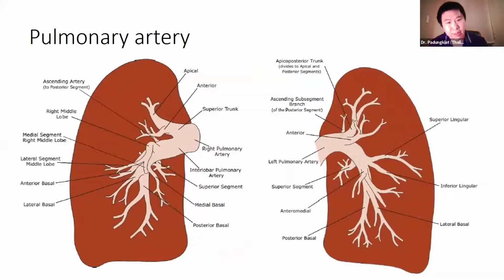So the pulmonary artery has the right side and the left side. The right side has a branch of the superior trunk, which goes to the apical, anterior, and the posterior. For the posterior ascending artery, mostly it comes off as a different branch, right opposite to the middle lobe, okay? And then it branches into the basilar artery. So if you want to do the basilar segment, you can go just below the middle lobe and the superior segment and cut everything distal to that.